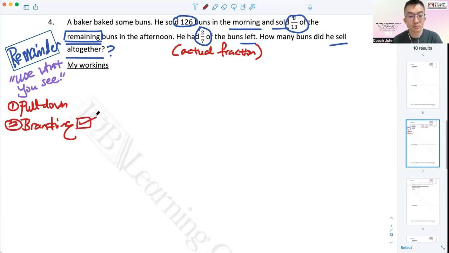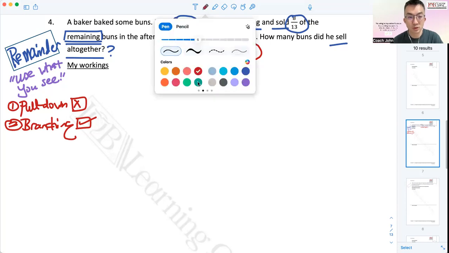Again, there are many ways to solve a question, but for this, you will want to stick to your preferred method. And my preferred method is branching because of the actual fraction at the back. So when you use pull down, when you see the word additional, or when it's just a smooth sailing question without an actual fraction at the back, and then they ask you how many buns did the baker bake all together. Since it's branching, what is the framework of branching?